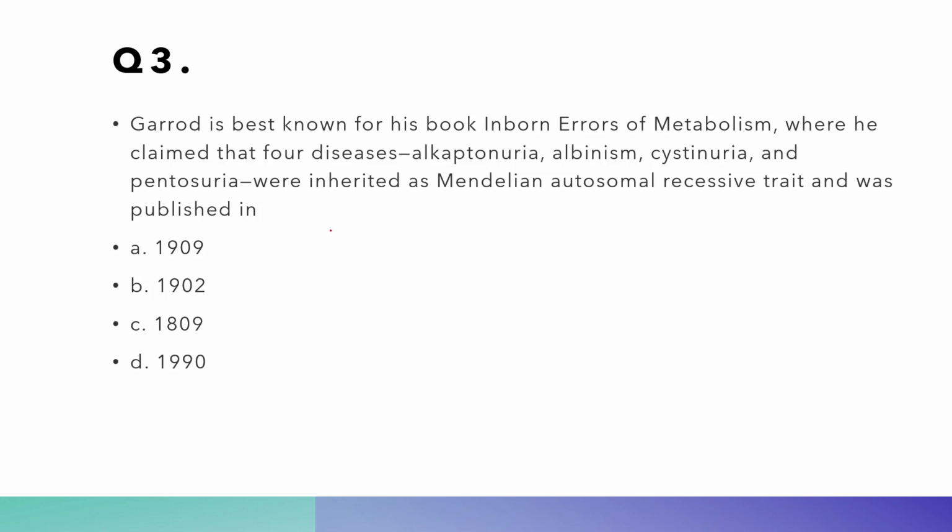So Garrod is best known for his book Inborn Errors of Metabolism, where he claimed that four diseases, alkaptonuria, albinism, cystinuria, and pentosuria, were inherited as Mendelian autosomal recessive traits, and it was published in which year? Here we are talking about a little bit of history. Is it 1909, 1902, 1809, or 1990? You can guess if you don't know the answer.